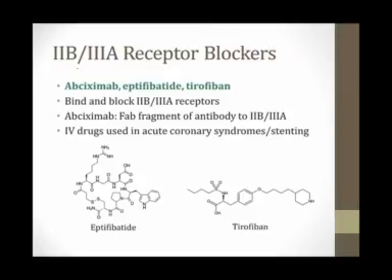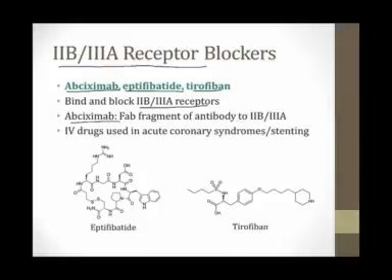Our final class of antiplatelet drugs are the 2B3A receptor blocking drugs. There are three drugs in this class: abciximab, eptifibatide, and tirofiban. All of them bind and block the 2B3A receptor on platelets. Abciximab is a fragment of an antibody that binds to the receptor. Eptifibatide and tirofiban are large molecules like I've shown on the screen.